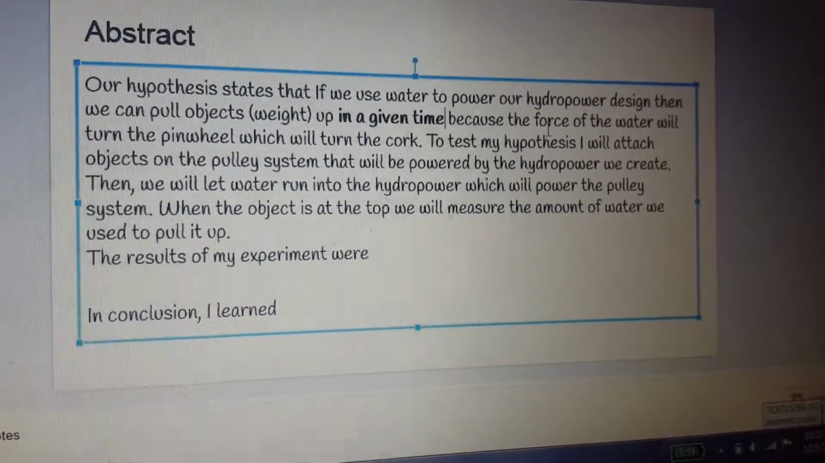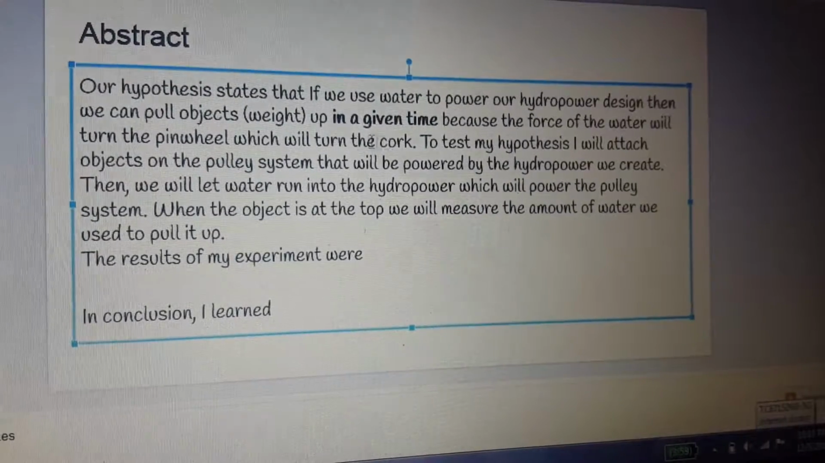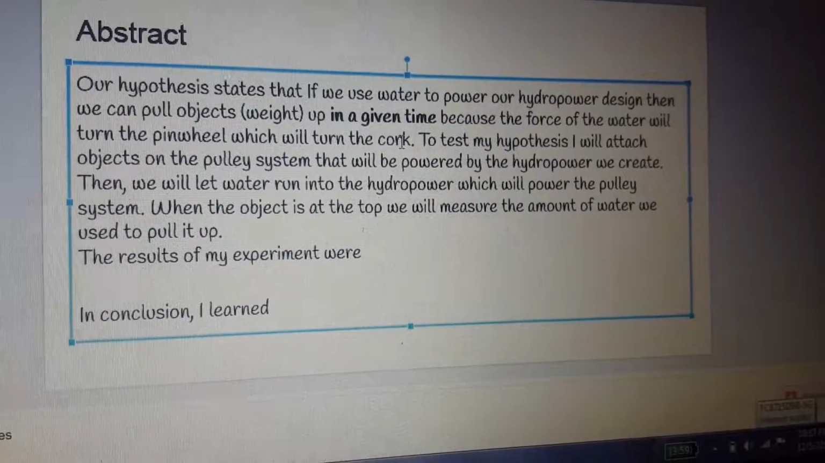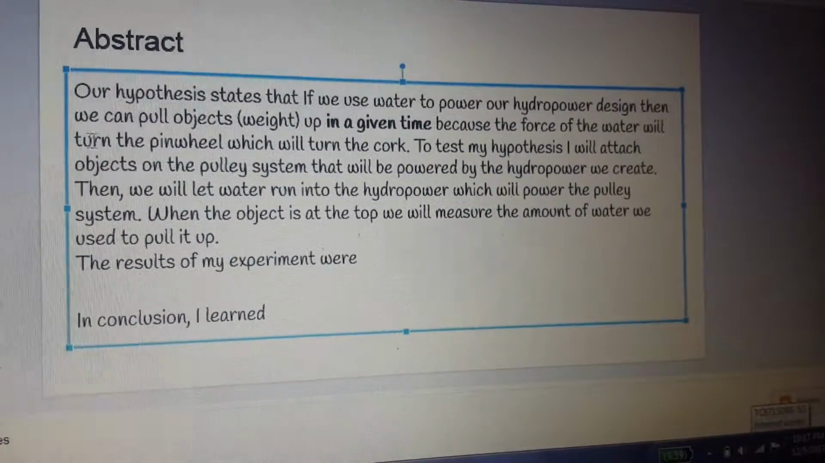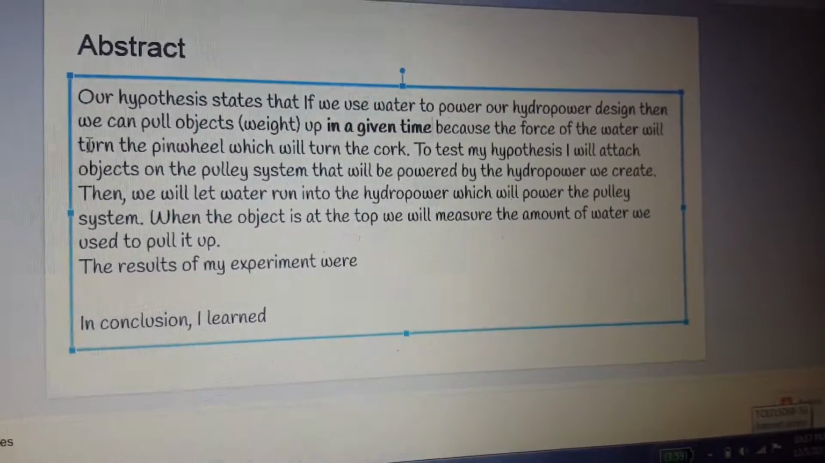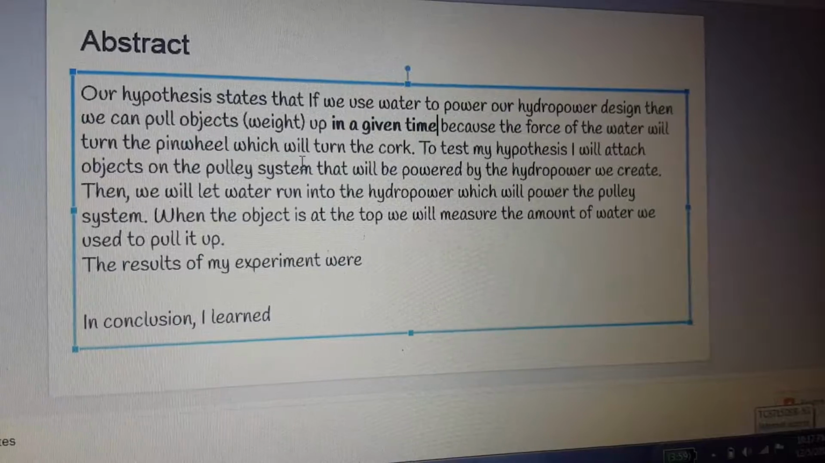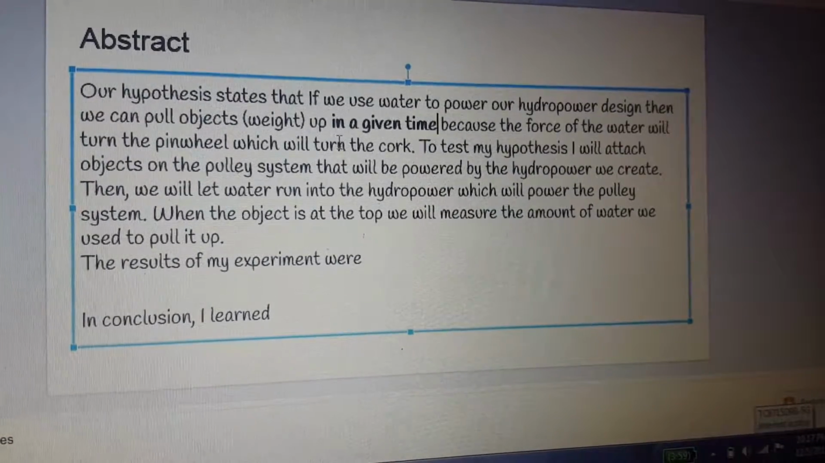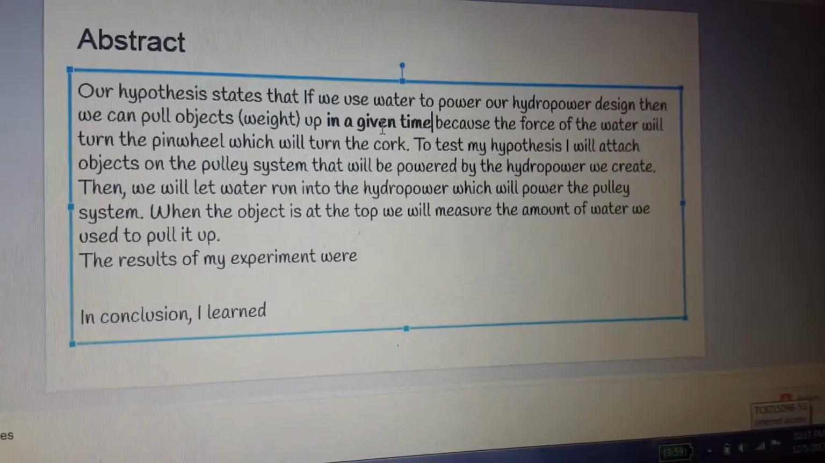Because the force of the water will turn the pinwheel, which will turn the cork. Very good. Turn, the word turn means there's some force moving something at a distance in a circular motion. This is work right here. See how work, and then look, turn again. So you're talking about work, and because you added the word time, now you're talking about power.